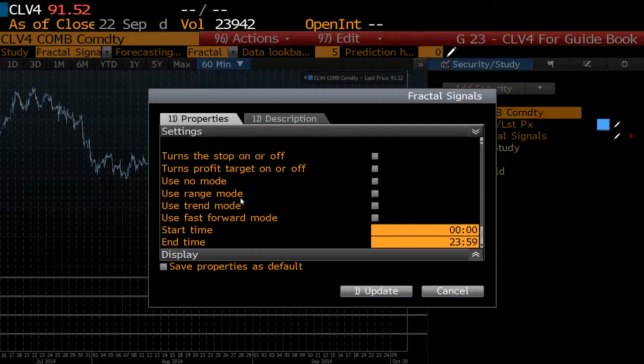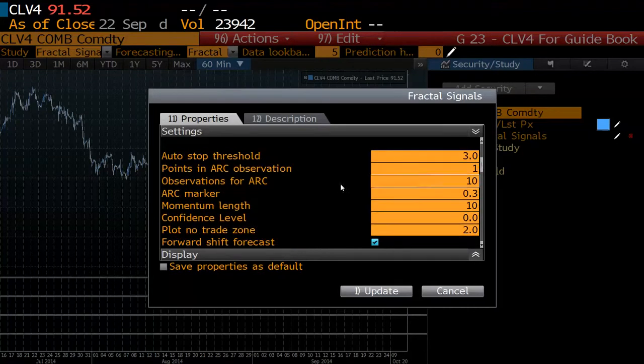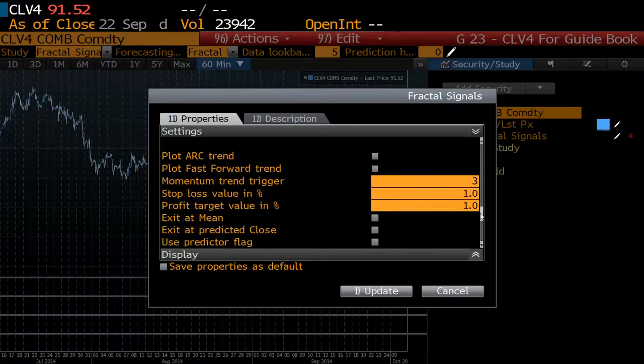Use range mode is exactly the same as no mode except for one key difference. It uses the arc and is affected by the arc inputs that are listed here at the top. So your points in arc observation, your observations for arc, and your momentum length. If you can remember, this is actually using the arc trend indicator. So it's looking at the market and it's using that information to determine whether the market is in a range or a trend.